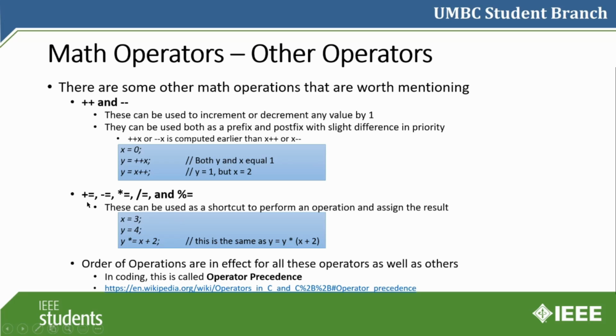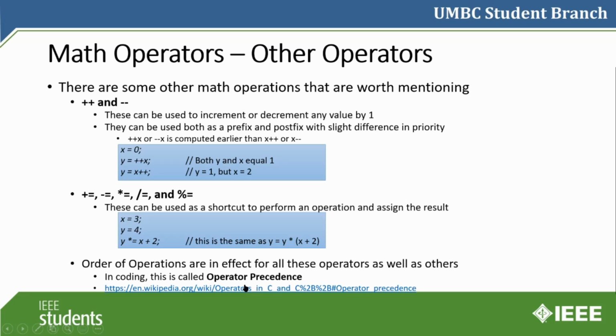These 5 operators can be used to assign a value to something while also performing an operation on that value. The example of this here is that we have y times equals x plus 2, which would be the same thing as if we typed y equals y times x plus 2.